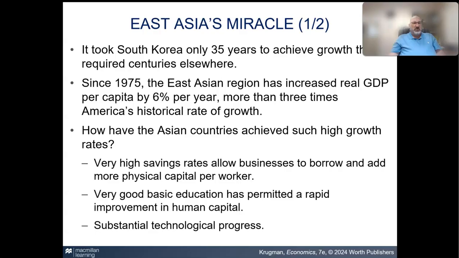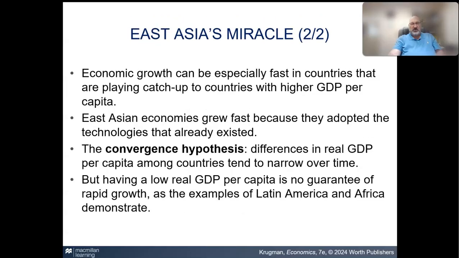East Asia's miracle. It took South Korea only 35 years to achieve growth that required centuries elsewhere. Since 75, the East Asian region has increased real GDP per capita by 6% per year, more than 3 times America's historical rate of growth. So how did they get there? Very high savings rates allow businesses to borrow to add more physical capital per worker. Very good basic education and substantial technological progress. So they've got the technology to do what they want.